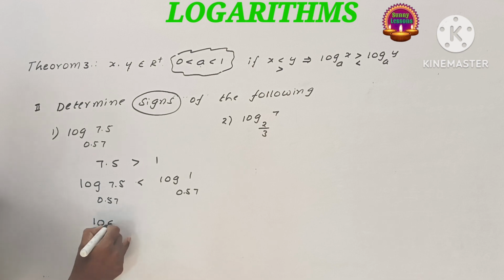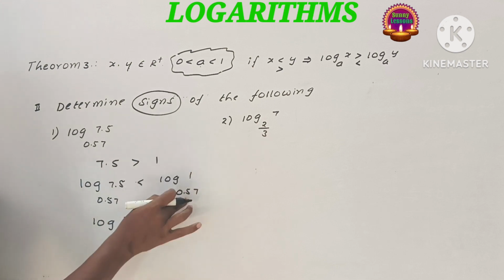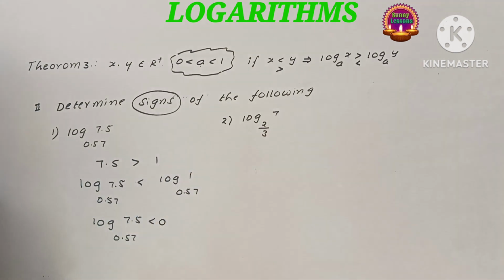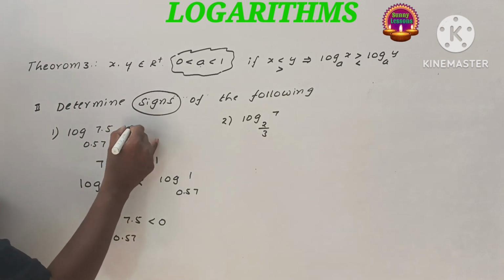So log 7.5 base 0.57 is less than log 1 to any base, which is 0. So log 7.5 base 0.57 is negative.